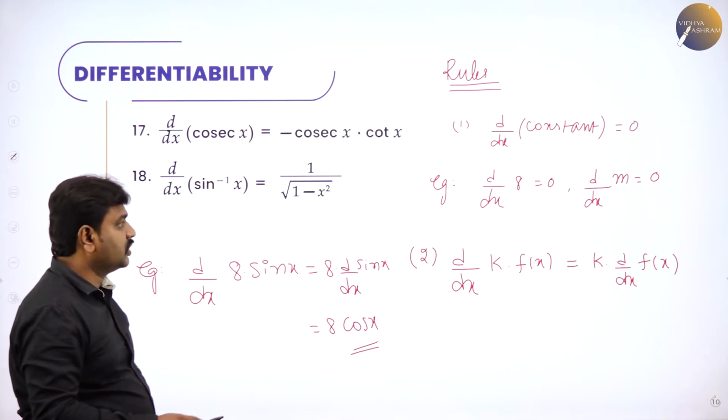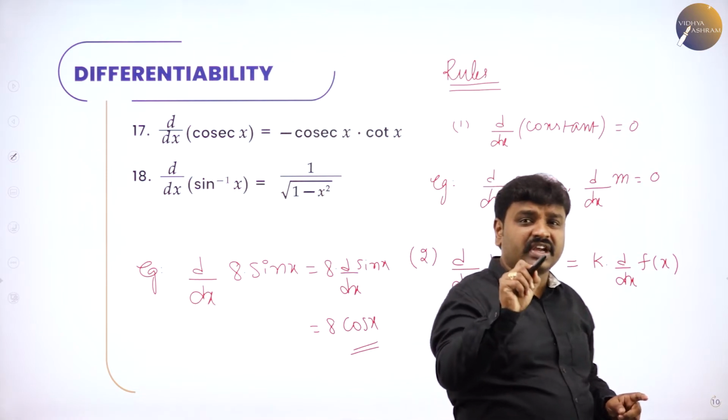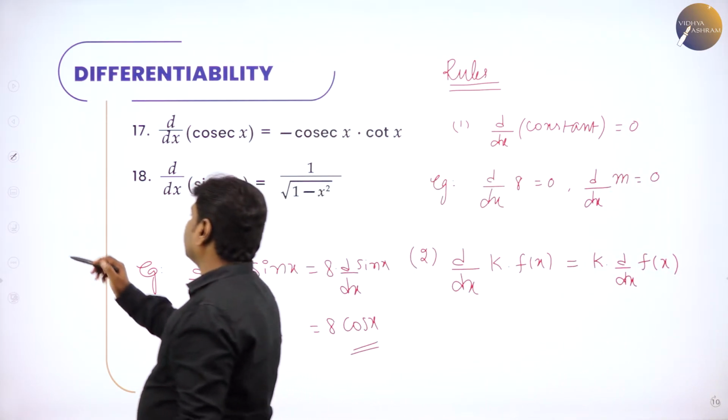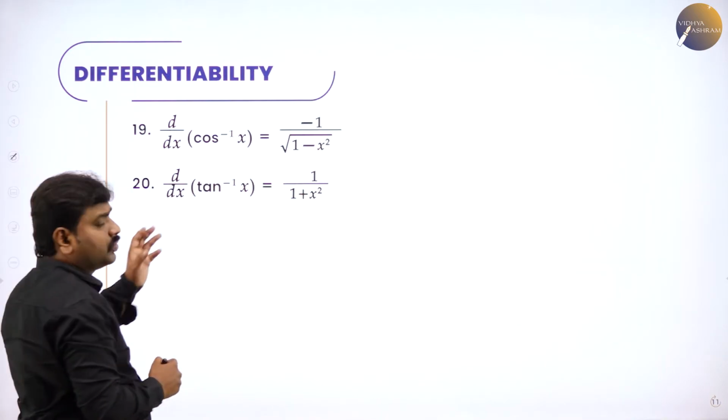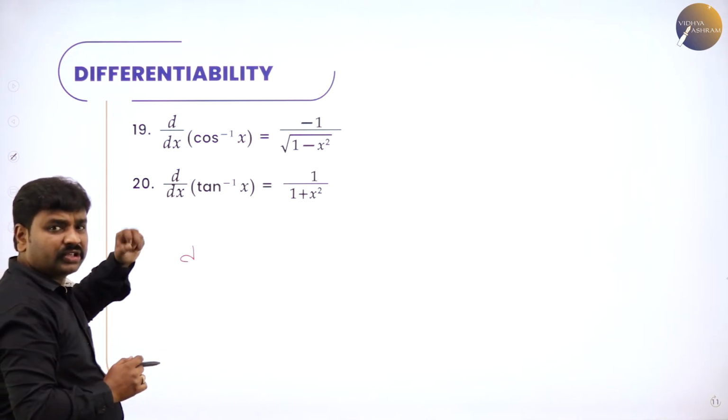I hope all of you understood. What is the first rule? d by dx of k, a constant, is 0. Second one, d by dx of k into f of x means take the constant out and differentiate the function. I'll ask you one more problem. Now we'll take an example. For timing, I'm writing the formula above so that you can refer to it.